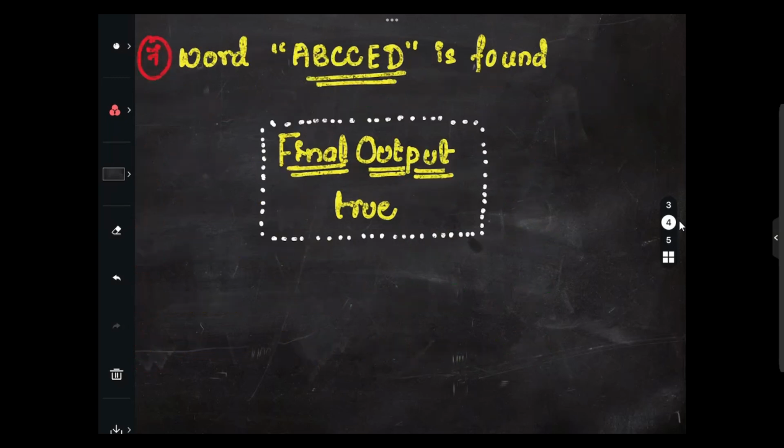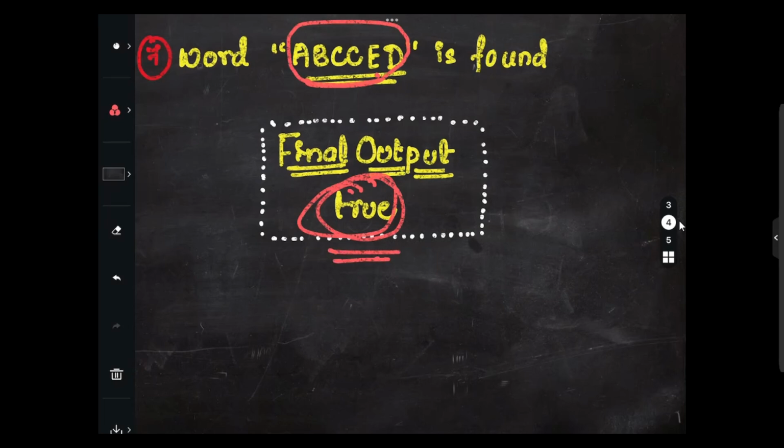So in that case, here we have found A, B, C, C, E, D. In that case, we will return true. So why have we returned true? Because we have found all the letters that were present in the word in the board. So in this case, we will be returning true.